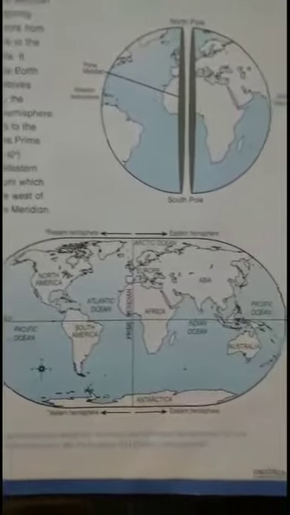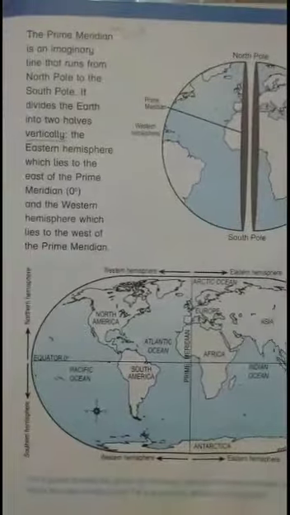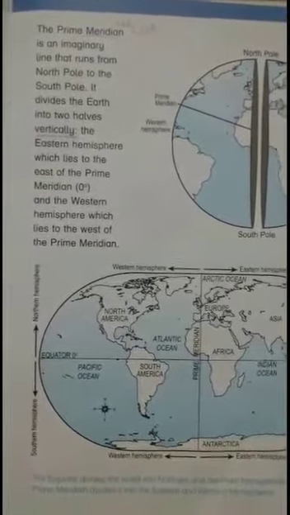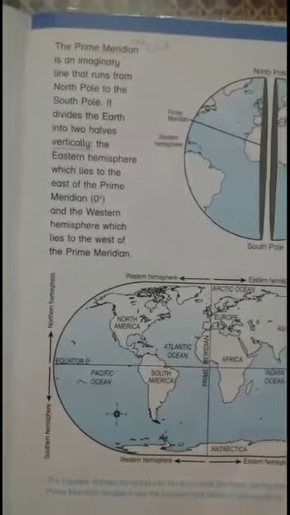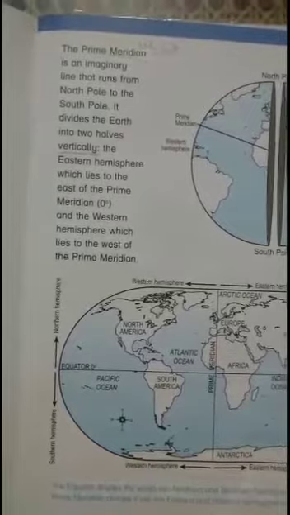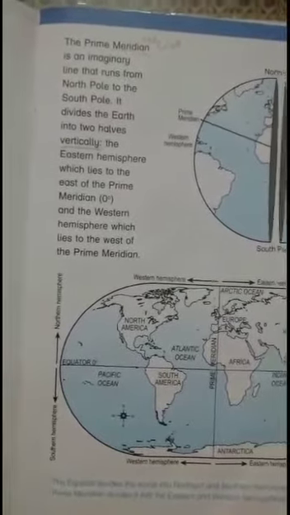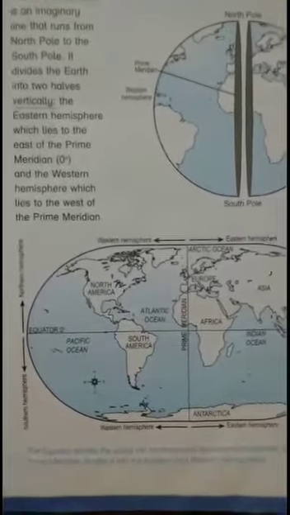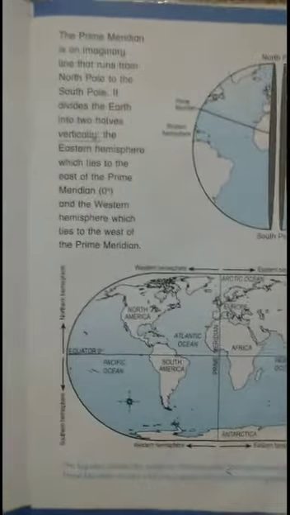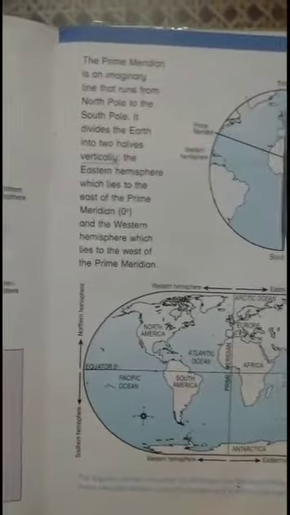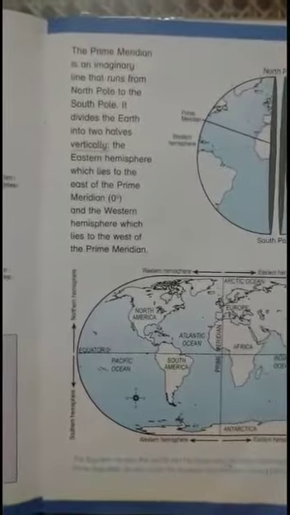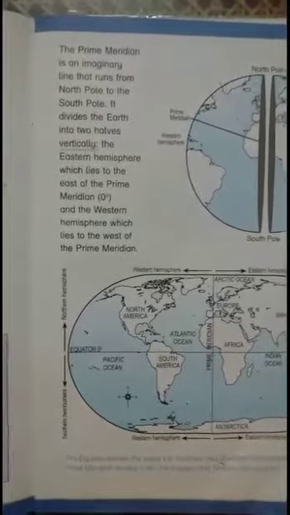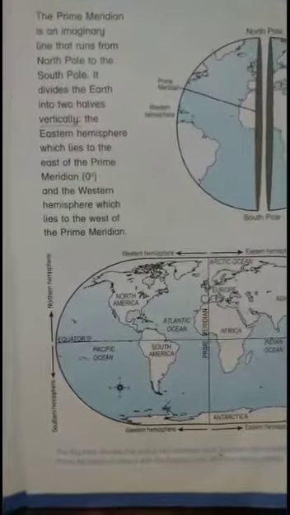Students, come to the next page, page number 23. Here we define equator line. The equator is a line of latitude across the middle of the earth that divides a world map into the northern and southern hemisphere. The prime meridian is a line of longitude that runs north to south and divides the earth into the eastern and western hemisphere.